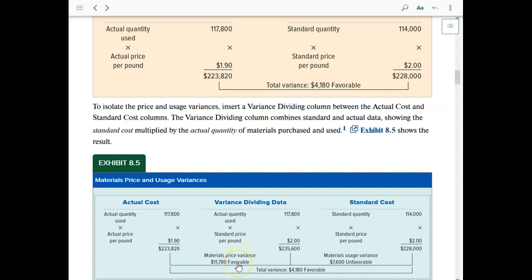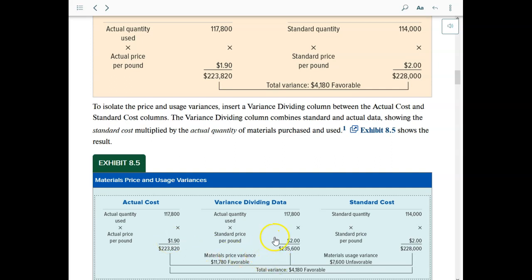That is favorable. Possibly, since you paid less per pound, maybe, this is one thing to look at, was the quality not as good as it should have been? Did that cause you to use more pounds than you should have? Again, we don't know that by looking at this schedule. It's something to look into. You want to find out, why did we use more than we should have? Was it because we spent less from a supplier and got a lower quality and had too much waste?